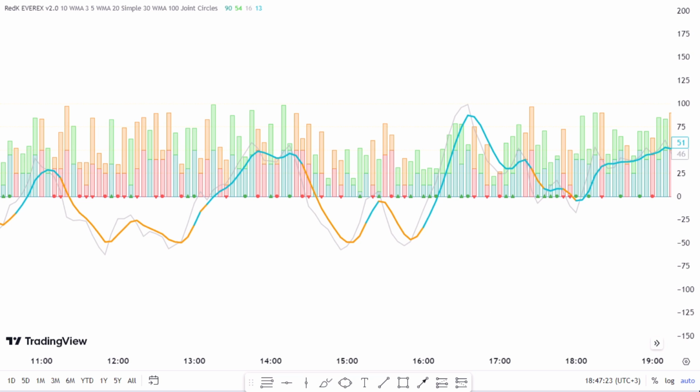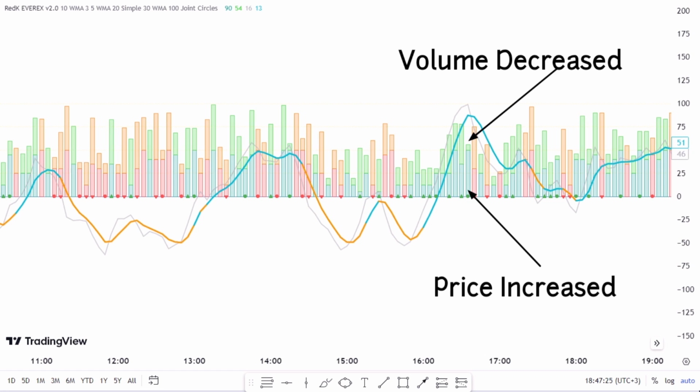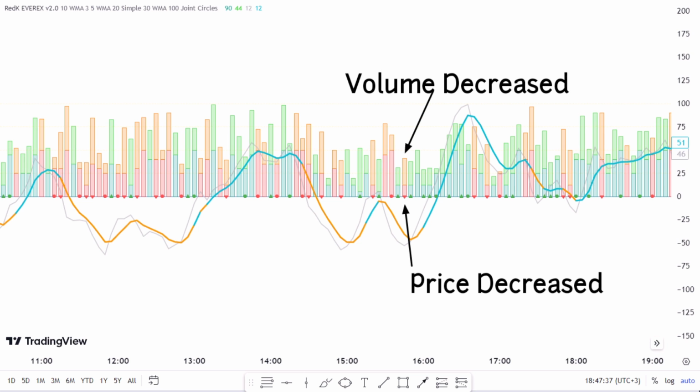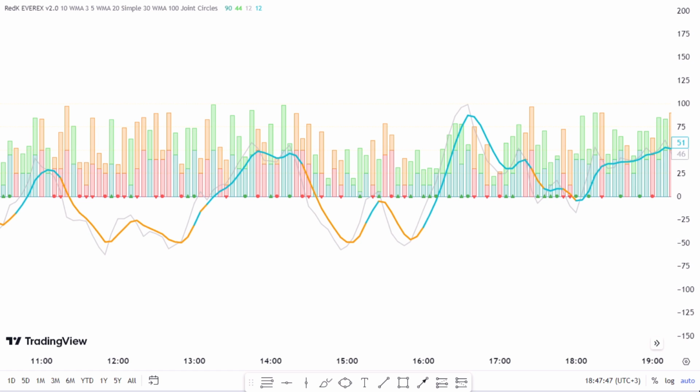The next case is when the volume is down and the price is up. This could suggest a potential price reversal to the downside. Low volume might indicate a lack of conviction in the current uptrend. Lastly, we have a scenario when the volume is down and the price is down as well. This could point to a potential price reversal to the upside, as the lack of volume might mean there is a lack of interest in the current downtrend.